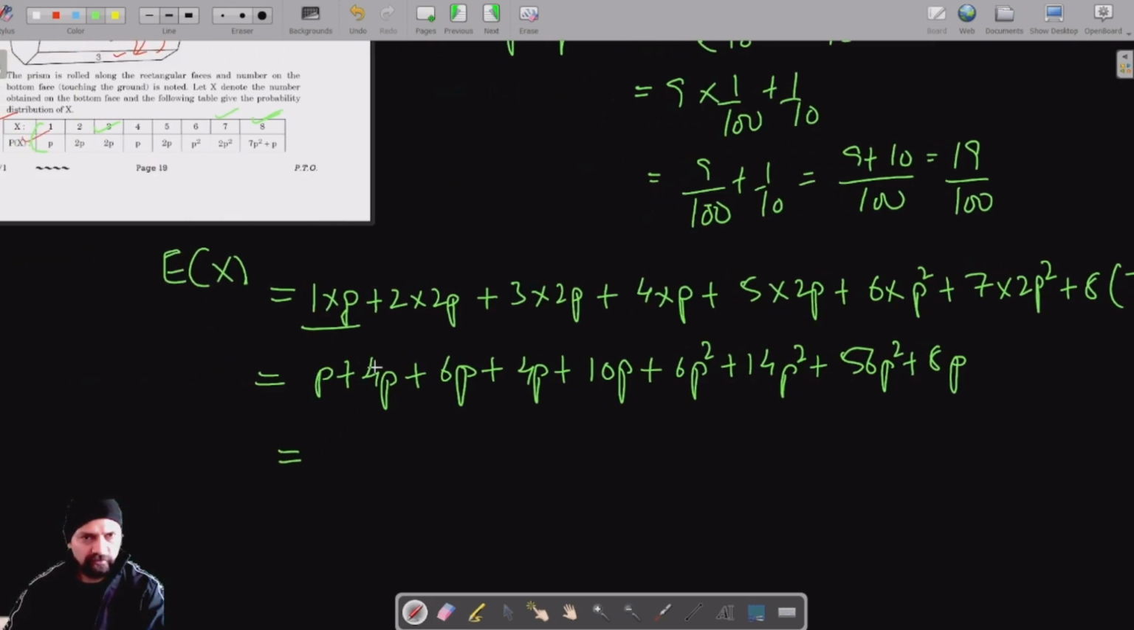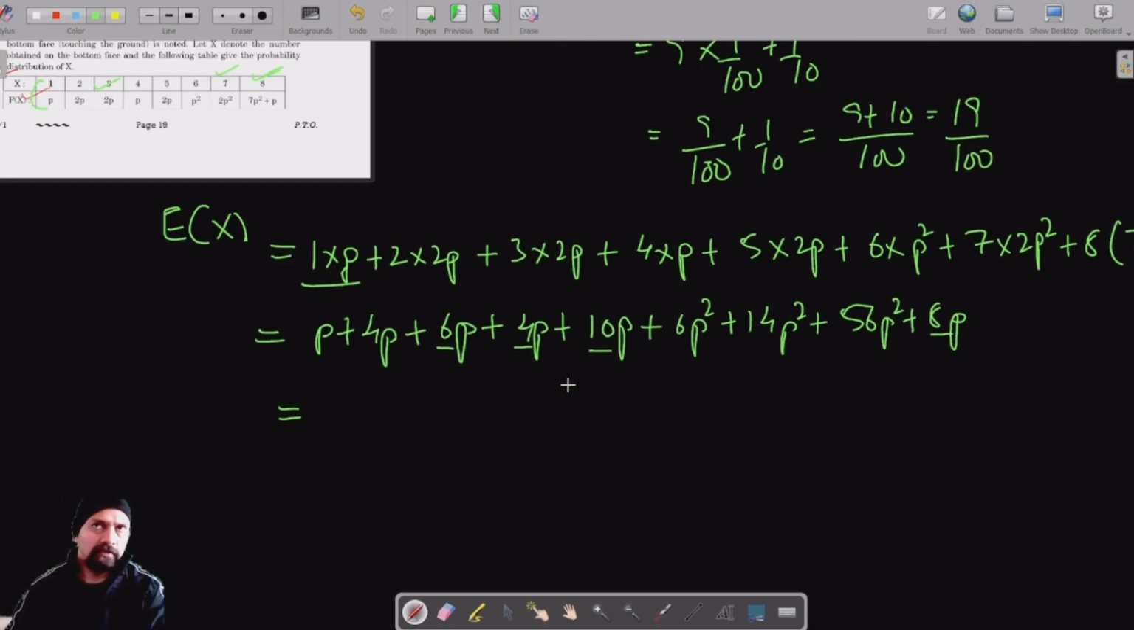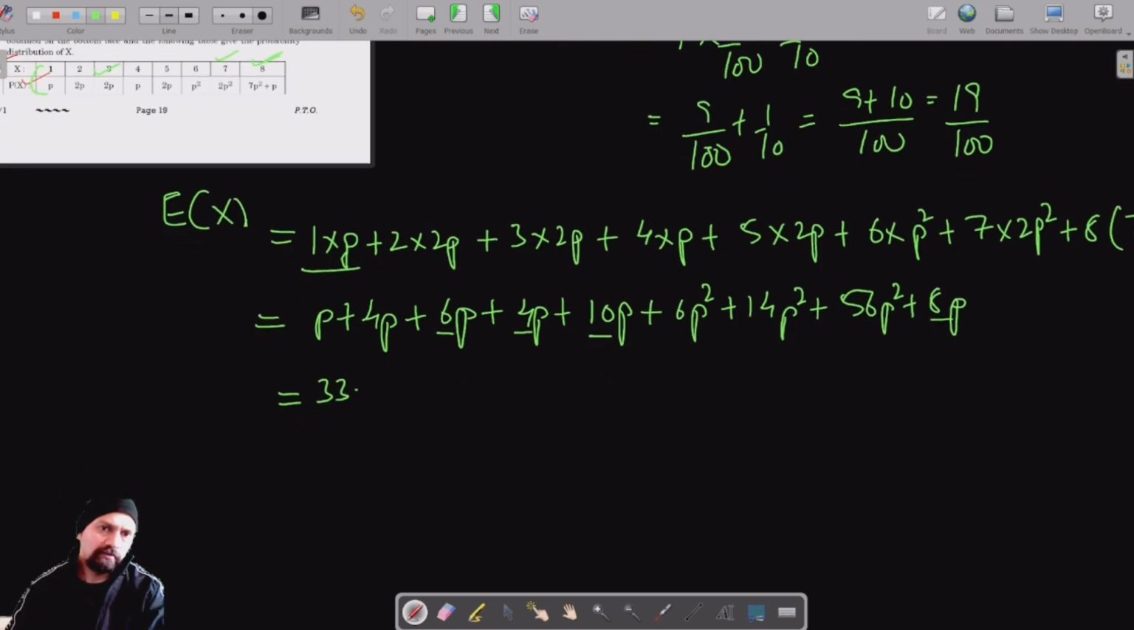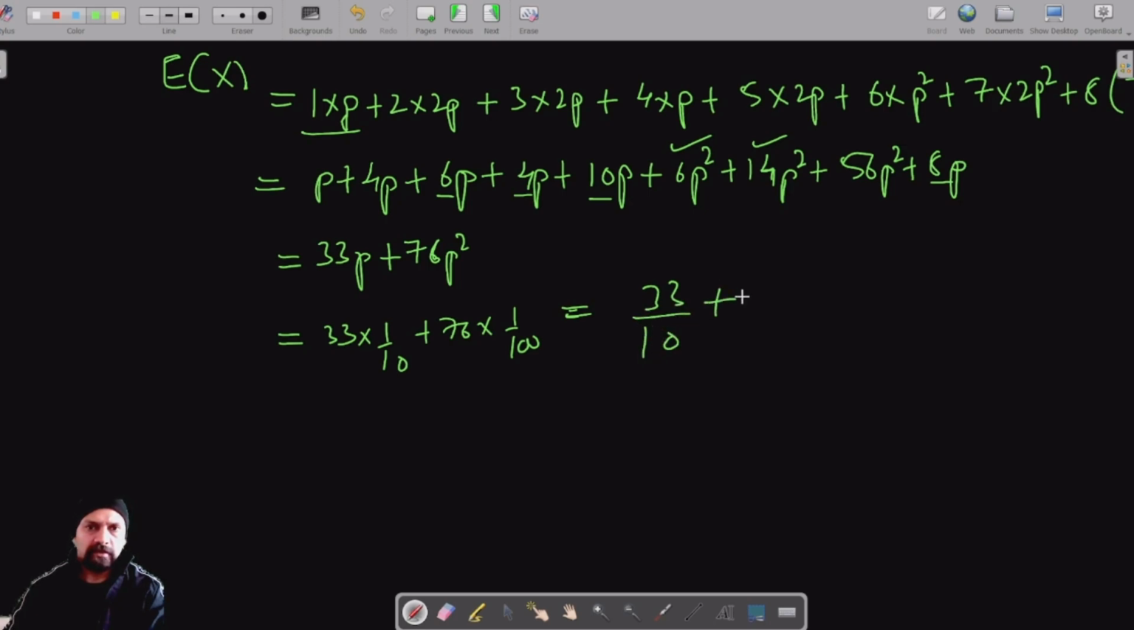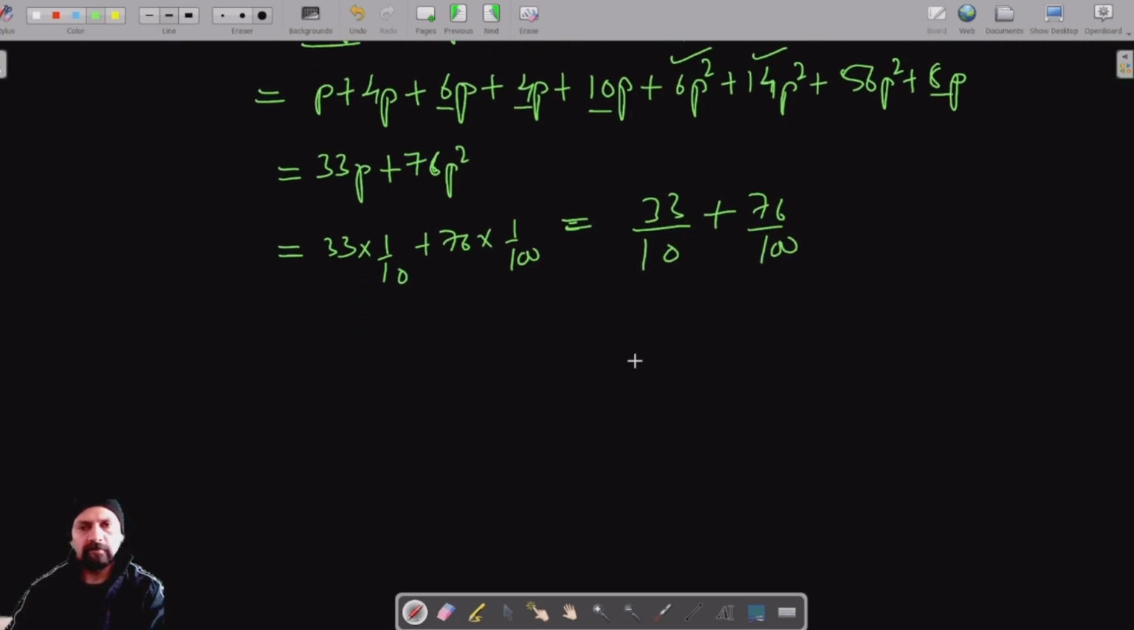Let's add this. So this is 5 plus 6 is 11 plus 4 is 15 and 10 is 25, 25 and 8 is 33. So this is 33p plus 6 plus 14 is 20 and 20 plus 56 is 76, 76p squared, and let's put in the respective value of p, which is 1 by 10. So this is 1 by 100, which gives us 33 by 10 plus 76 by 100.